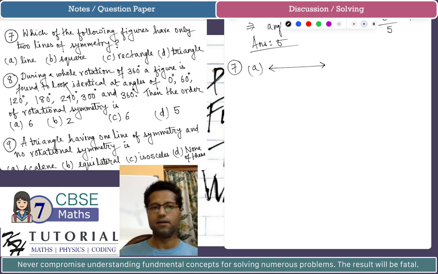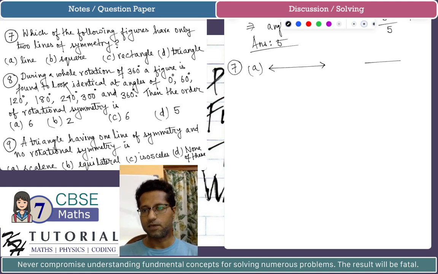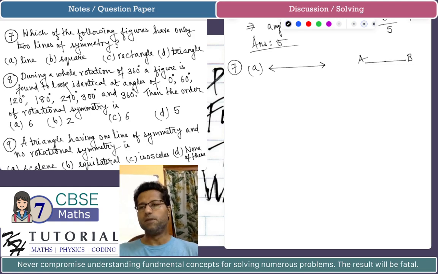It is not a segment. A segment, let's say AB, has only one line of symmetry, which is its perpendicular bisector. You consider the midpoint of the segment AB, which is C, and you draw a line perpendicular to the segment AB passing through the point C. So this is the line of symmetry for the segment AB, but the given choice is a line.